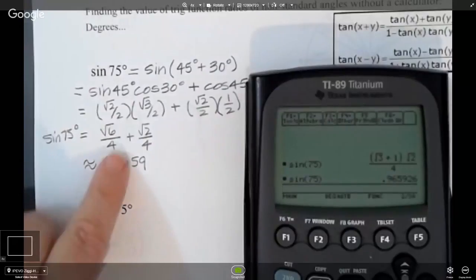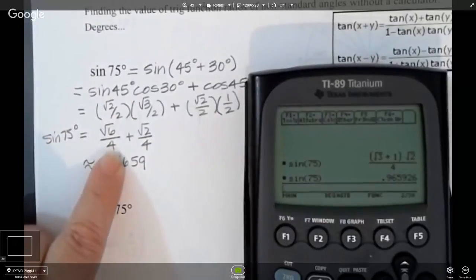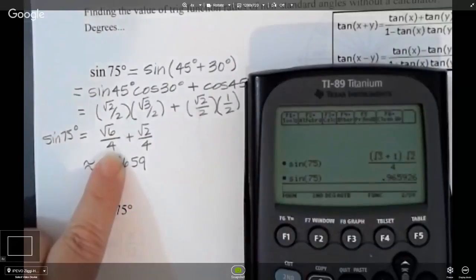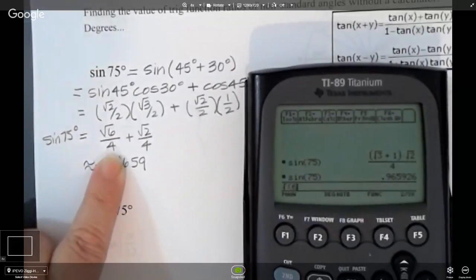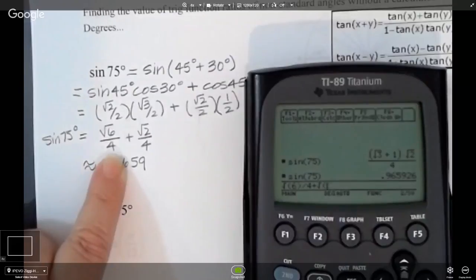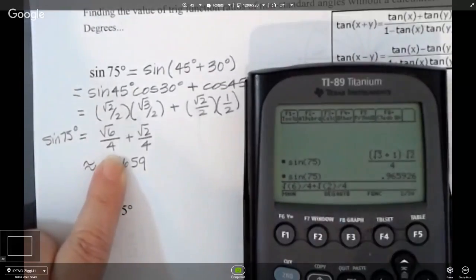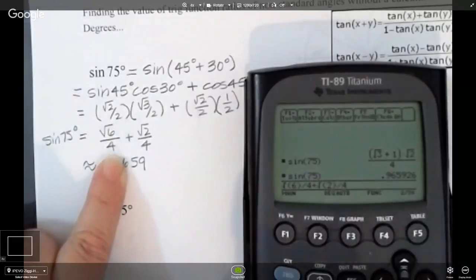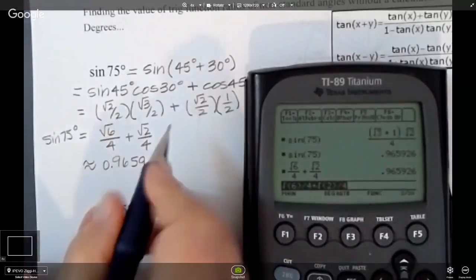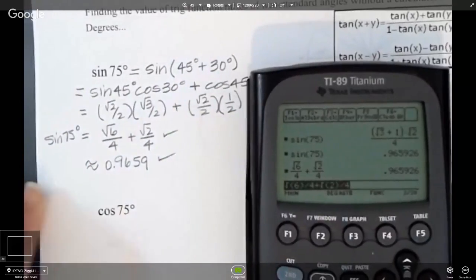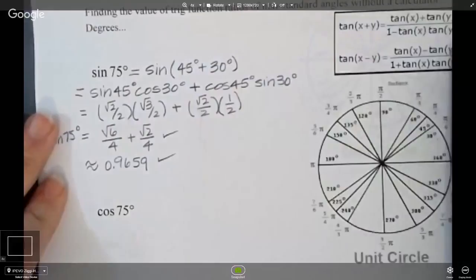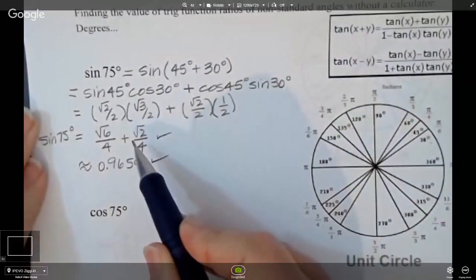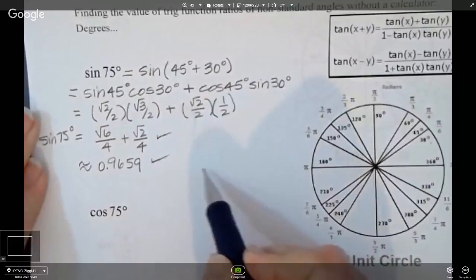All right, and we can prove to ourselves that this is equivalent. So let's just do the square root of 6 divided by 4 plus the square root of 2 divided by 4. Oops, I better put parentheses. Nope, that's right. We're good. And see if we're equivalent. And lo and behold, we are. So this is equal to this. And what's the cool thing about this calculation is that this is the exact value and this is rounded, because there are a whole lot more decimal places after that.